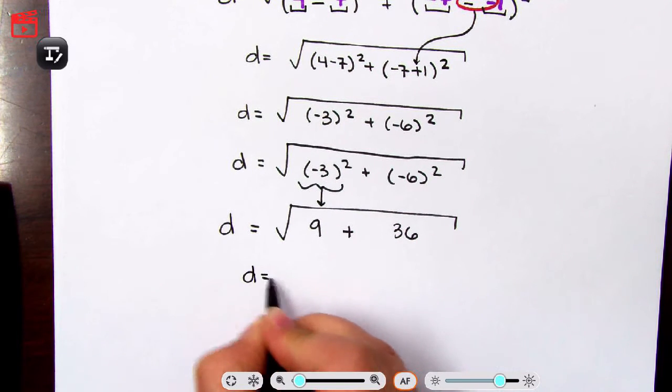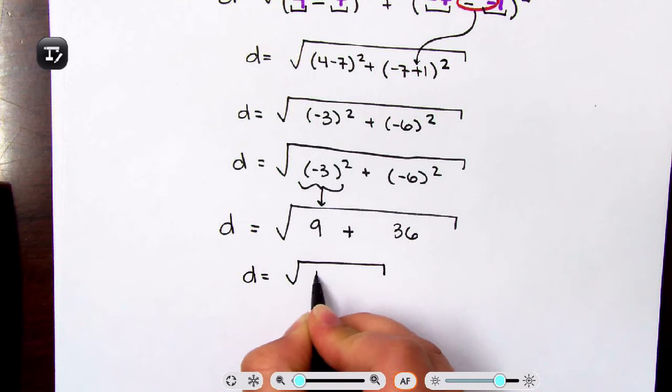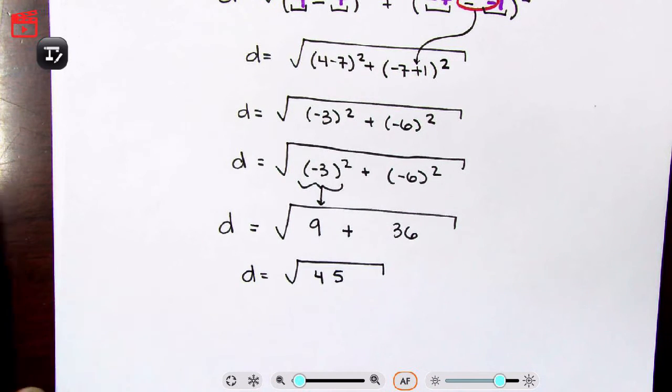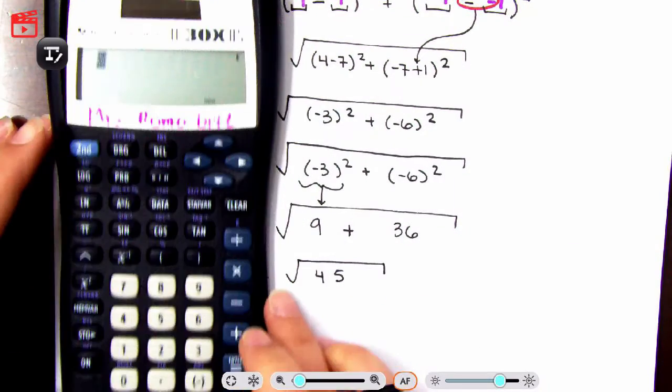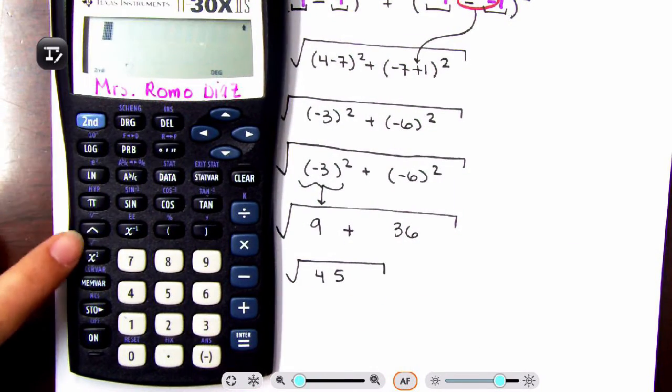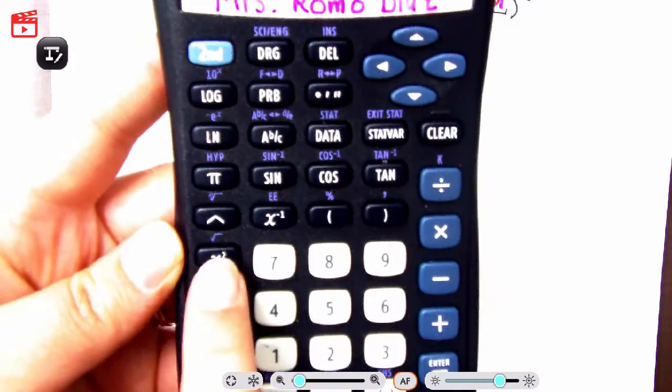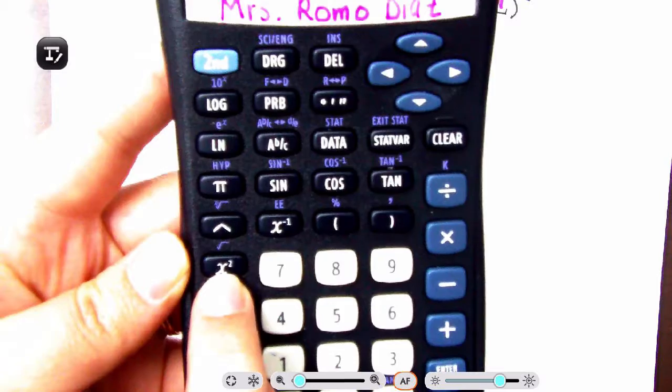We have little d is equal to the square root of 45. Now, if you type this into your calculator, you can type it in like this. You're going to press second, and you're going to have this symbol right here. Let's see if I can zoom this in just a little bit for you. This symbol right here is on top of your x squared.